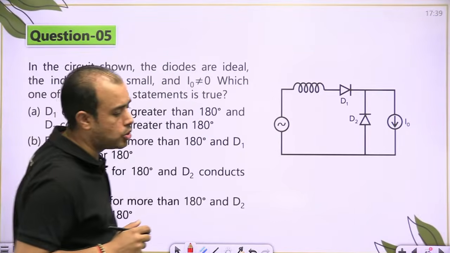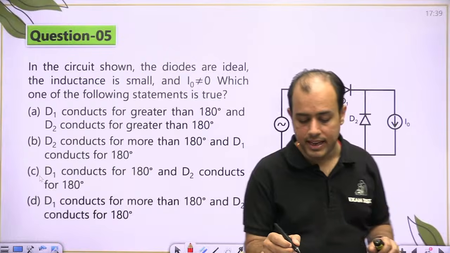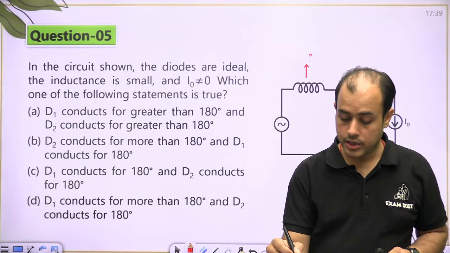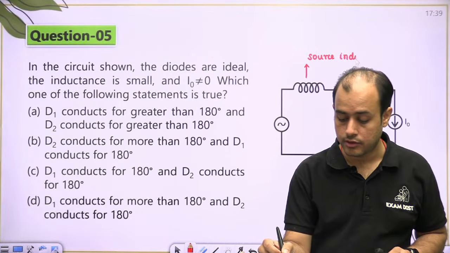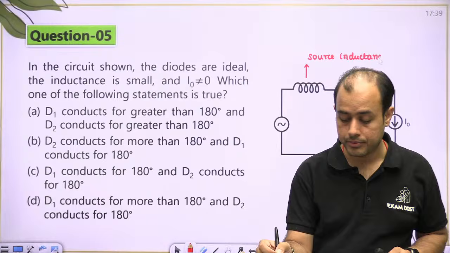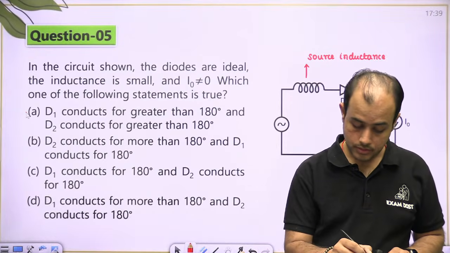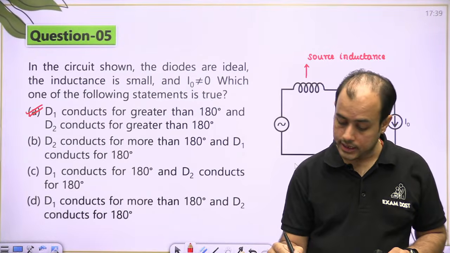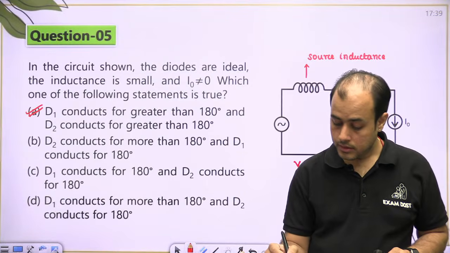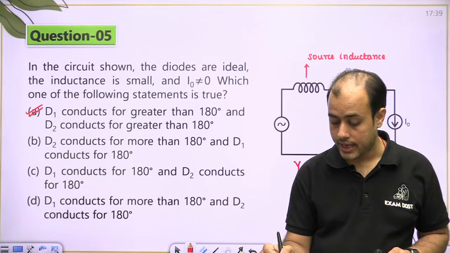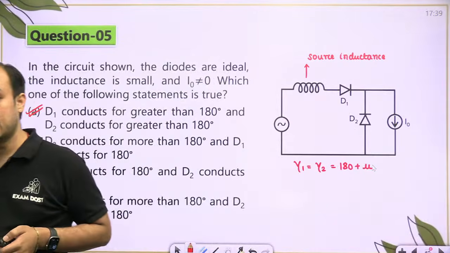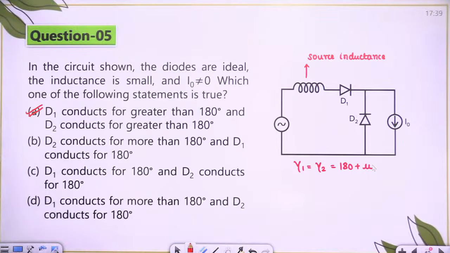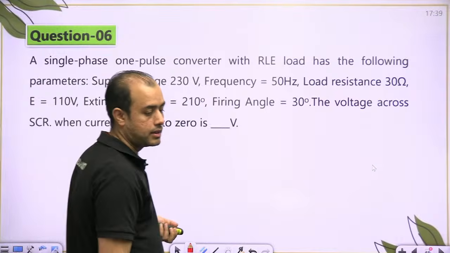But due to source inductance, what will happen? Due to source inductance, what is going to happen? Both conduct for more than 180, which is actually 180 plus mu, which is the overlap angle. ठीक है, दोनों का जो कंडक्शन है वो 180 के ऊपर जाता है क्योंकि दोनों ओवरलैप भी करते हैं.